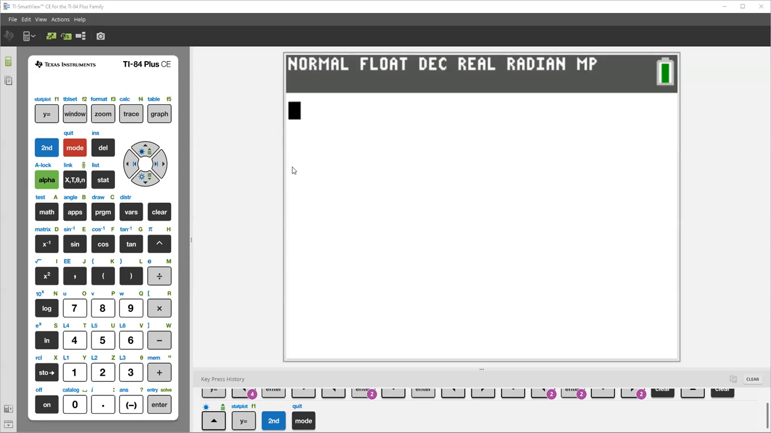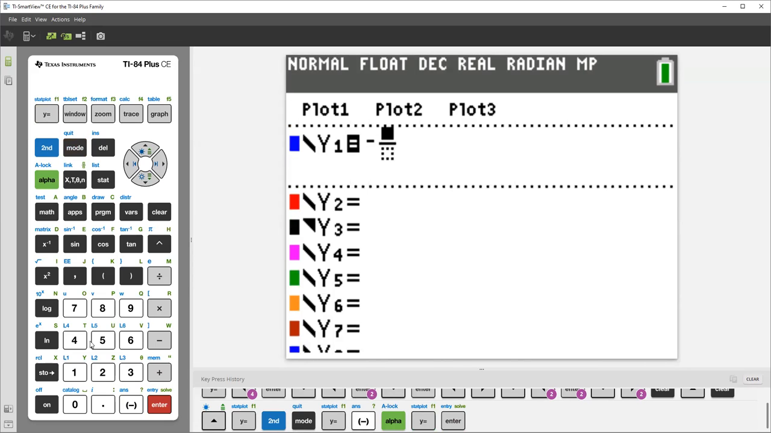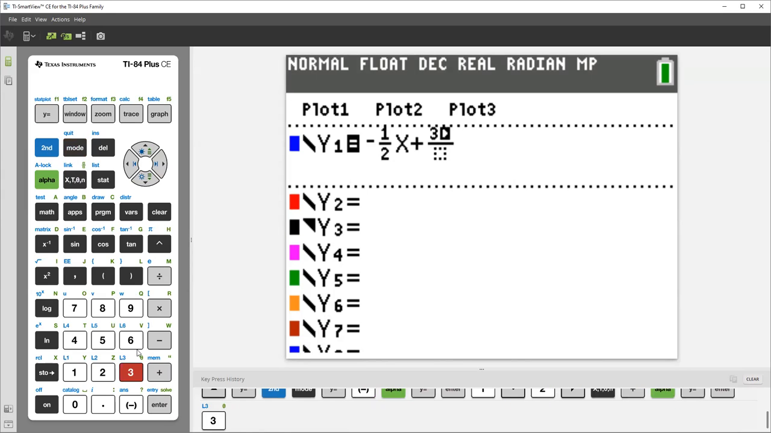All right, so now that you're on your calculator, let's go ahead and graph it. I'm going to go to y equals, and input my first equation. That's going to be negative alpha y, enter, 1 divided by 2, x plus alpha y, enter, and then 3 divided by 2. So that's my first equation.